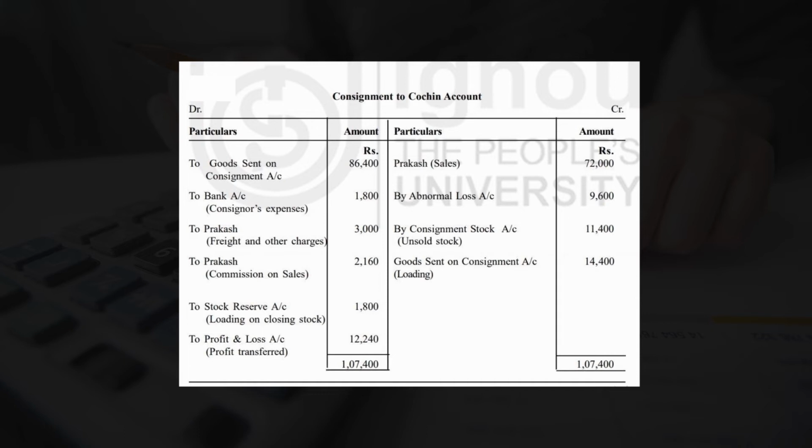This is the balancing figure, 12,240. So the total is 1,07,400. So this figure we have to calculate. Prakash, sales, it is given in the question, 72,000.